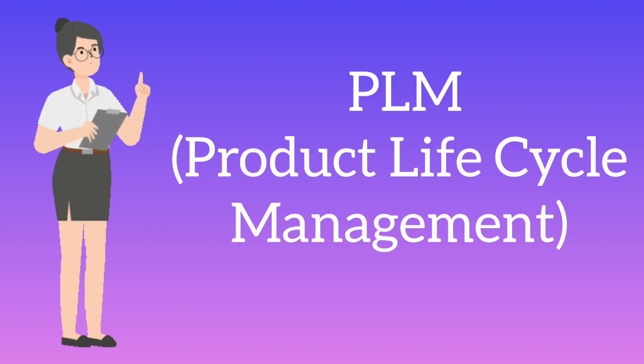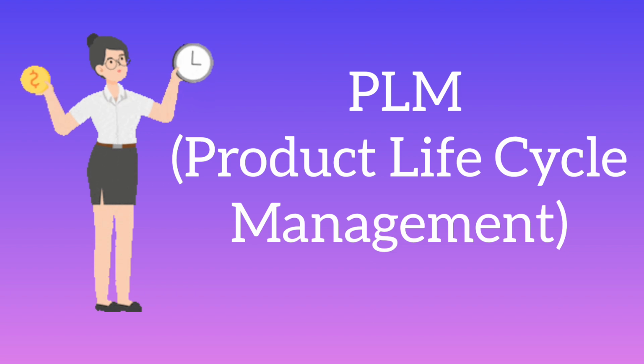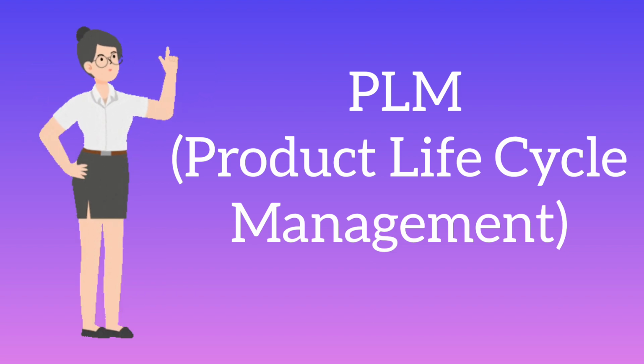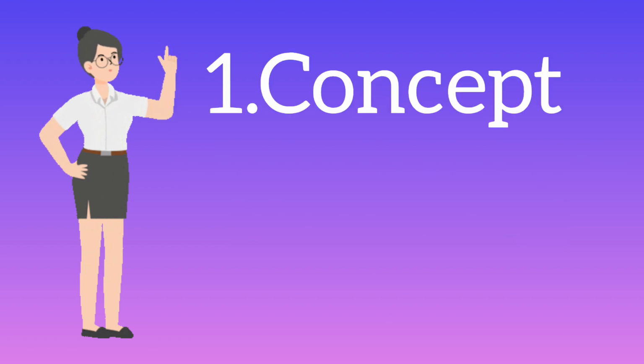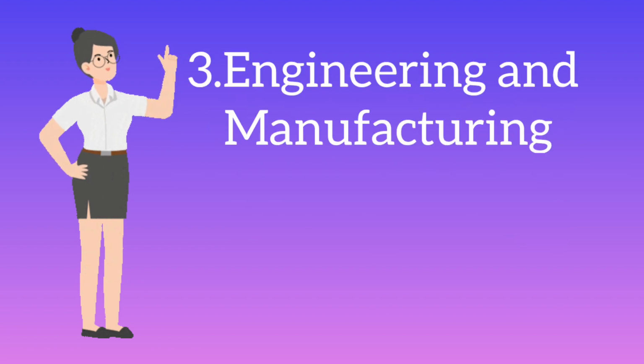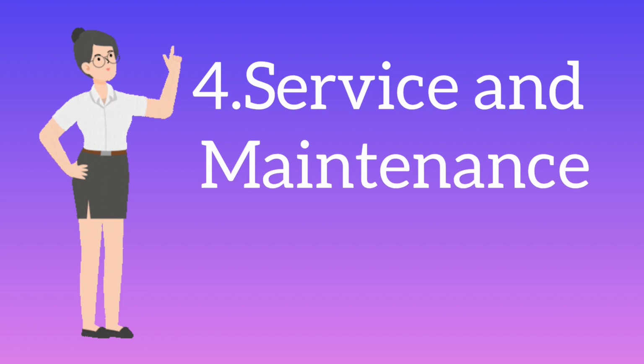PLM is a system or process that helps to manage the entire life cycle of a product from its conception to retirement. The goal of PLM is to improve product development, reduce time to market, and increase profitability. It includes stages: concept, design, engineering, manufacturing, service, and maintenance.